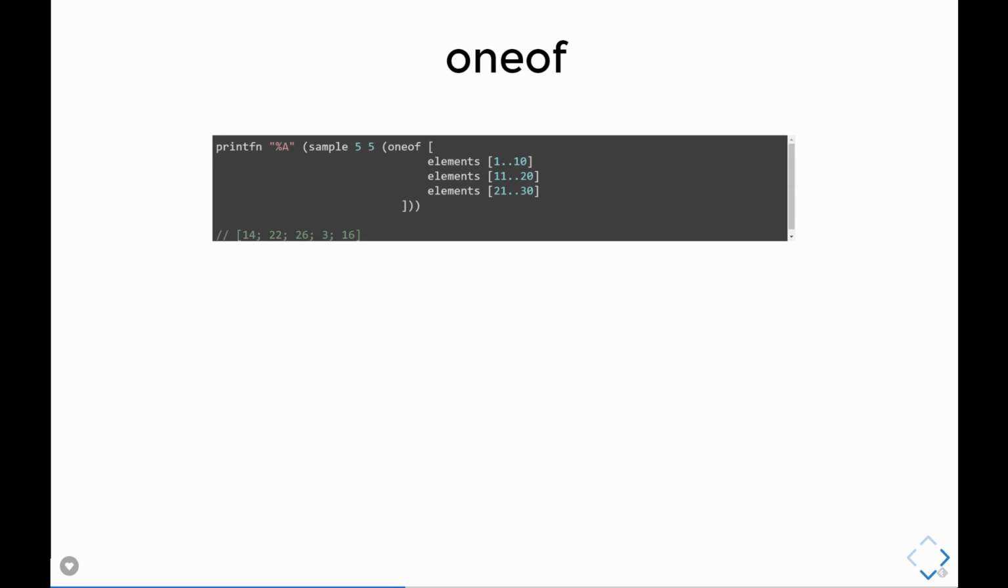One of. So, one of takes a list, not of values, but a list of generators. So it's getting a little bit trickier. So we've got 3 kind of buckets of data in terms of those numeric ranges. And it will randomly pick, every time you call this, it will pick one of the buckets and then pick a random value from the buckets. I'm sure it's useful for something.